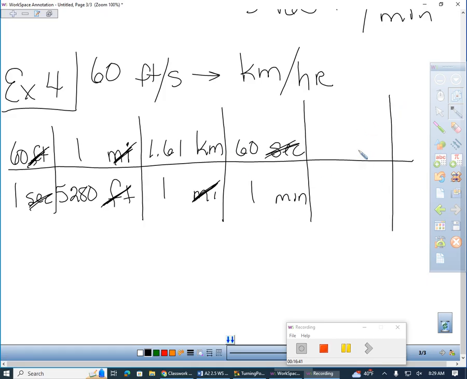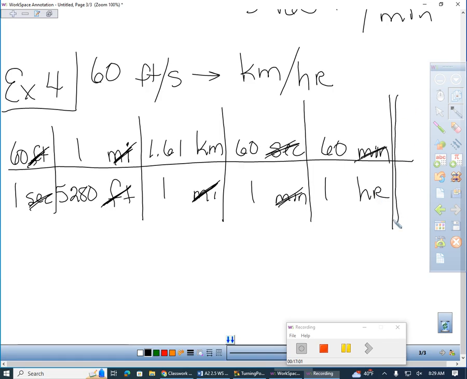Correct. Now we have to put minutes on the top and hours on the bottom. 60 minutes is 1 hour. My minutes will cancel. Am I in the right label now? On the top I have kilometers. That's what I need. On the bottom I'm in hours. That's what I need. So I'm going to draw another line.